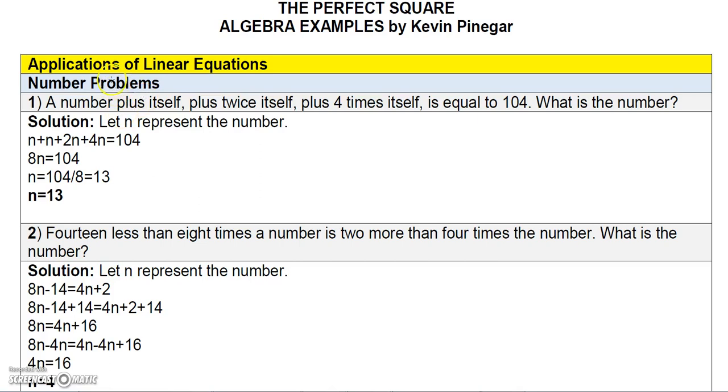Okay, I've got quite a few word problems here I'm going to show you, so I may have to speed through some of them. Okay, let's start with the number problems. These are just problems that involve numbers.